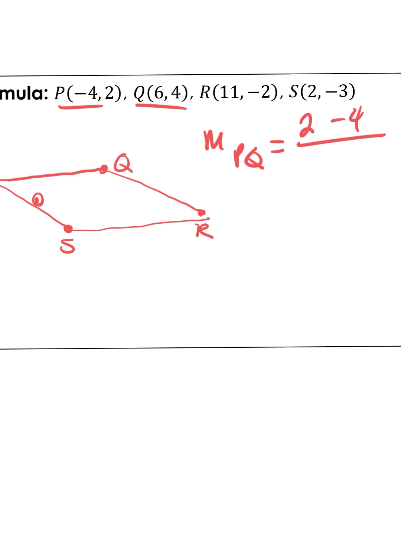All right. So 2 minus 6. I'm sorry, 2 minus 4. That's what I've got written. Okay. And then negative 4 minus 6.